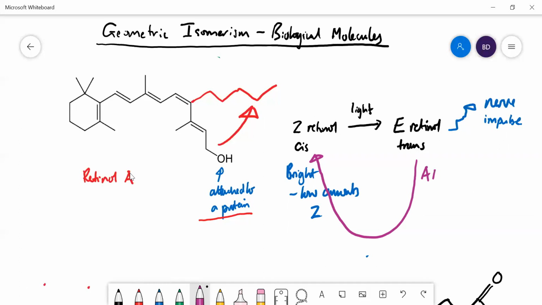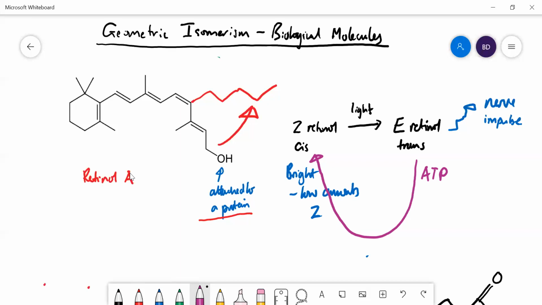And so when you go into a dark room, the E-retinol is gradually converted back to the Z-retinol. You've got much higher concentrations of Z-retinol, so your eyes become more sensitive to low levels of light. In bright light, you haven't got so much of the Z form, so it's not so sensitive.